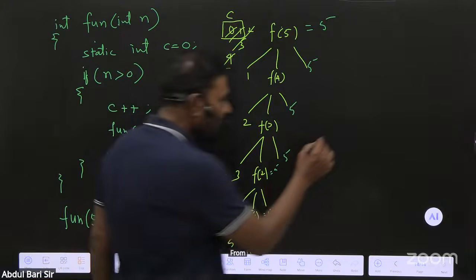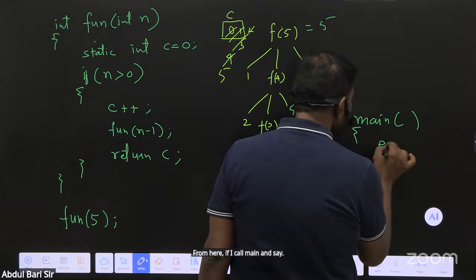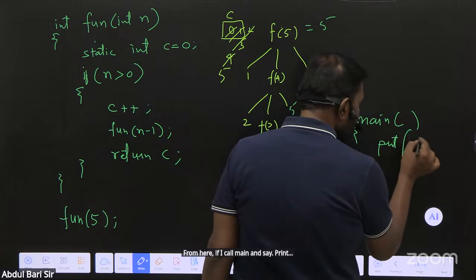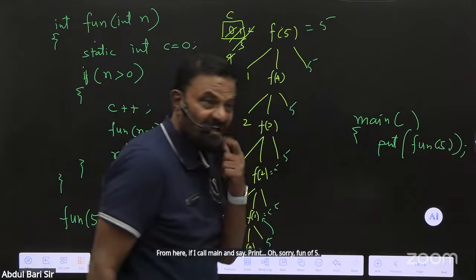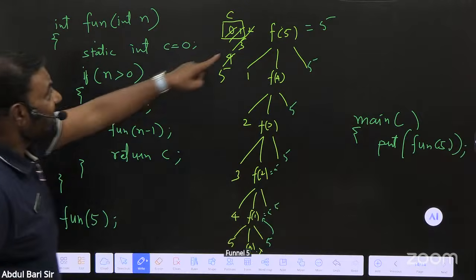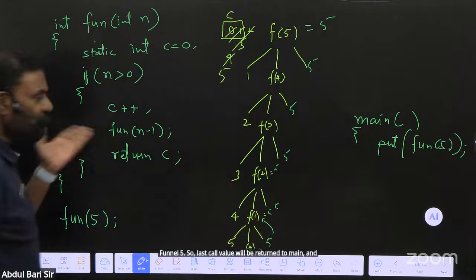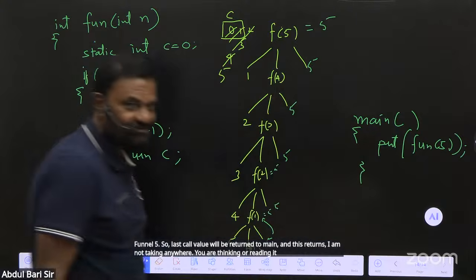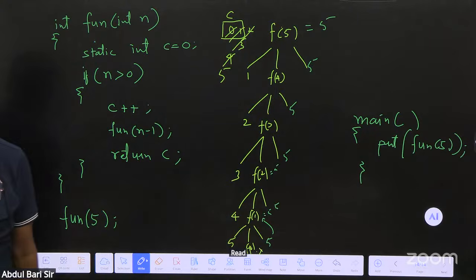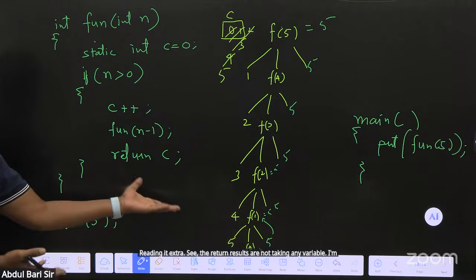From here, if I call main and say print fun of 5. So last call value will be returned to main. And this return I am not taking anywhere. You are reading it extra, actually. See, the return result I'm not taking in any variable. I'm not adding with C at all.